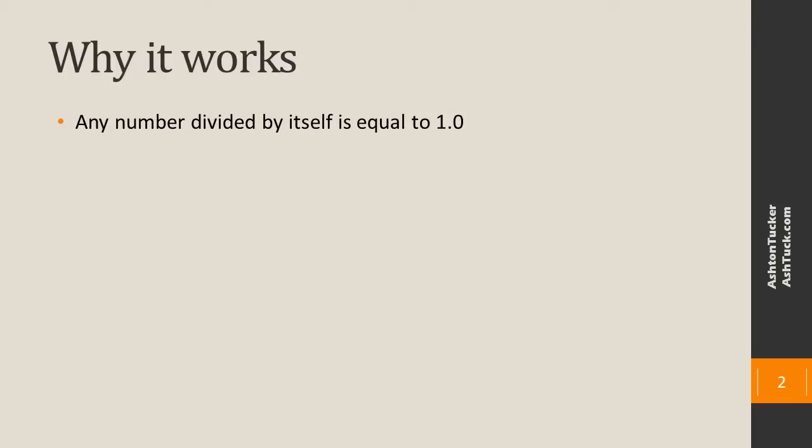Any number divided by itself is equal to 1. Now I know there's some mathematician out there that's going to say, well, what about dividing by 0? So don't divide by 0 then.